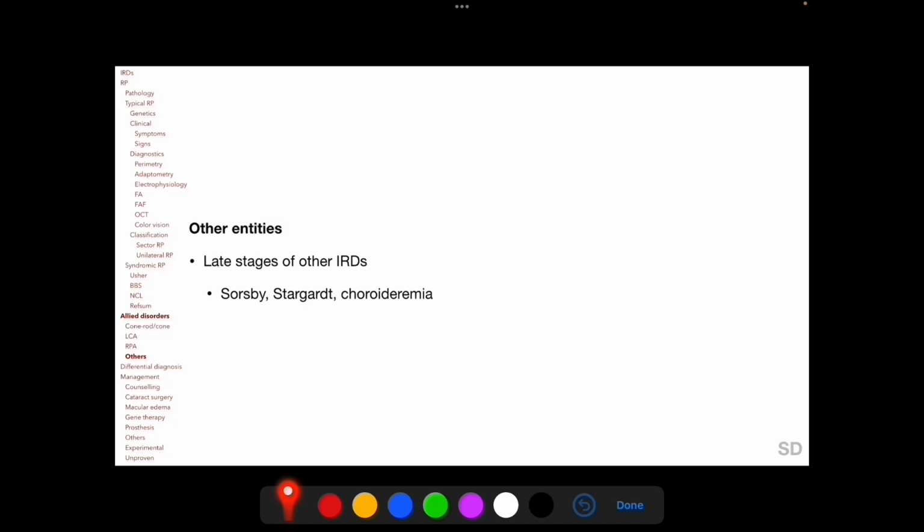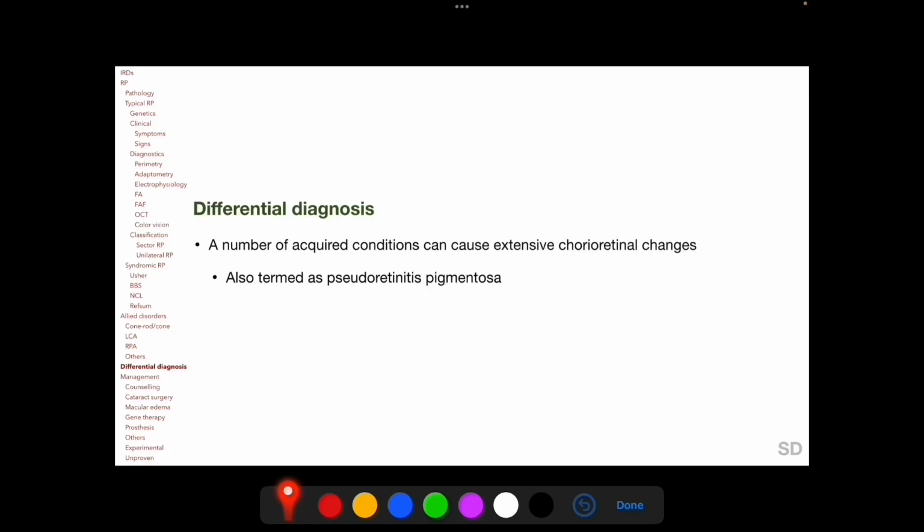Late stages of other IRDs, which are not primarily diffuse retinal dystrophies, can resemble retinitis pigmentosa, such as Sorsby fundus dystrophy, Stargardt disease, and choroideremia. Differential diagnosis of retinitis pigmentosa and allied disorders include a number of acquired conditions which can cause extensive chorioretinal changes, and this group of acquired conditions are collectively known as pseudoretinitis pigmentosa. These include entities which are infective, inflammatory, traumatic, and due to toxicity from drugs.